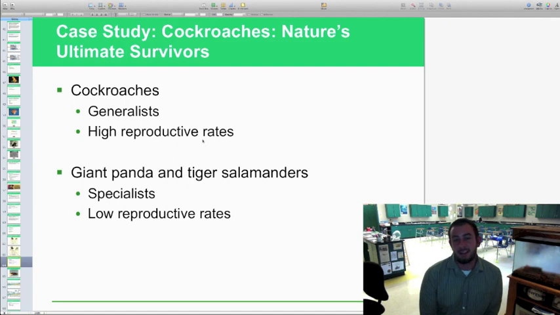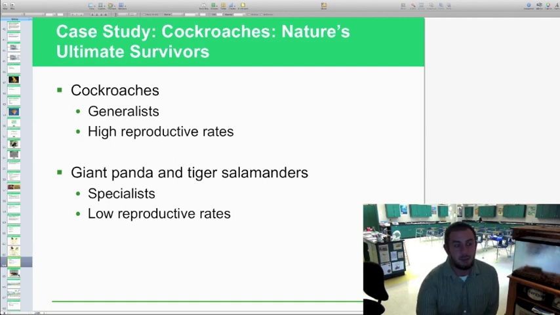The giant panda and the tiger salmon are very specialist species. They have very low reproductive rates. Some of them only reproduce every 2 years, like the giant pandas. So it's very, very tough for them to survive. The more generalist you are, usually the better off you are at survival. So that's just what we take away from this case study.